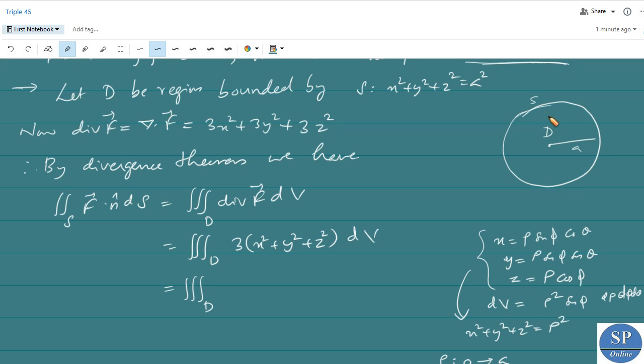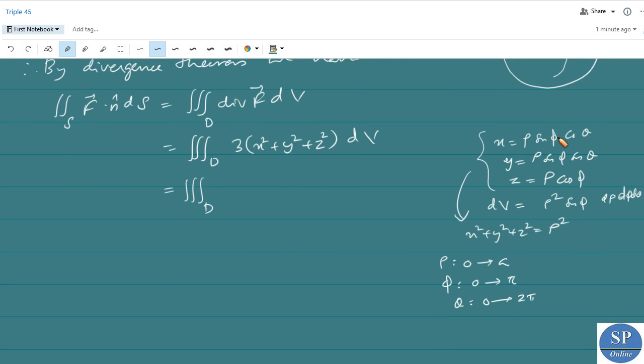Theta varies from 0 to 2 pi. Okay, so phi varies from 0 to pi, so we'll get an entire sphere. So we can write this as 3 into rho square, since x square plus y square plus z square equals rho square, into dV. dV is rho square sine phi d rho d phi d theta.